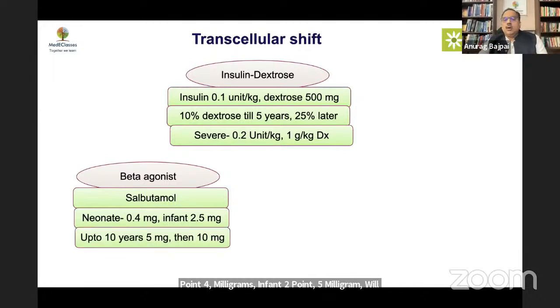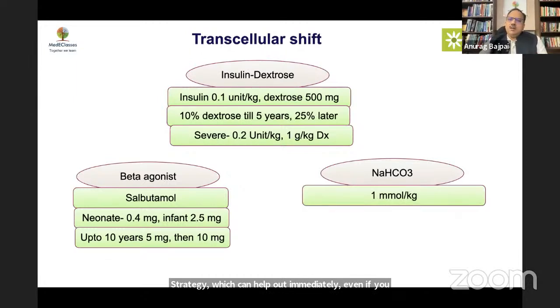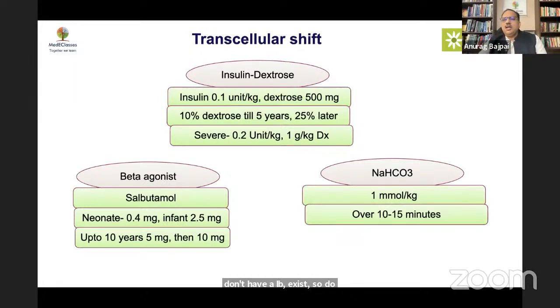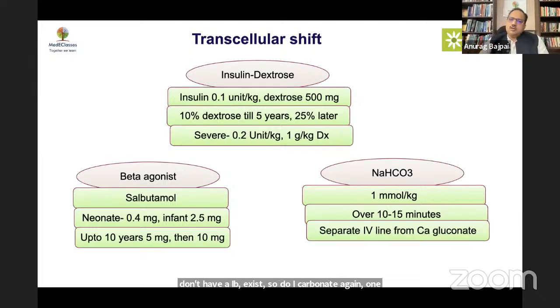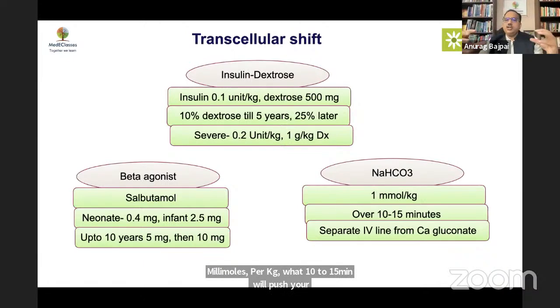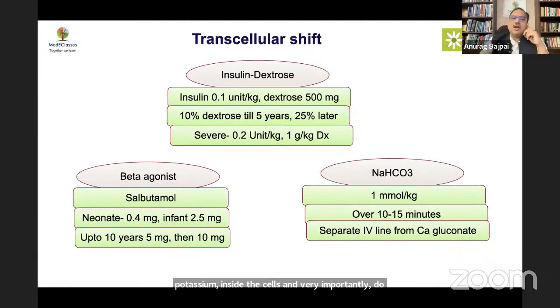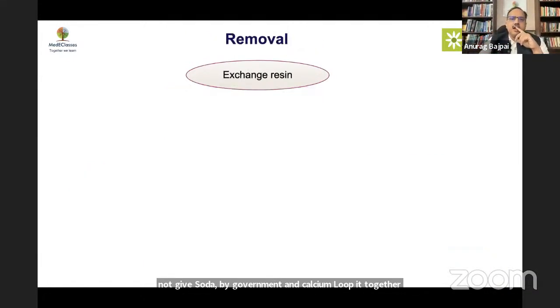Up to 10 years, you go up to 5 and then 10 milligrams. So this is one strategy which can help out immediately, even if you don't have an IV access. Soda bicarbonate, again, 1 millimole per kg over 10 to 15 minutes will push your potassium inside the cells. And very importantly, do not give soda bicarbonate and calcium gluconate together. They will precipitate and cause problems in that regard.